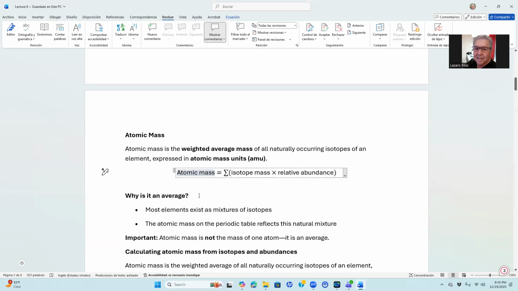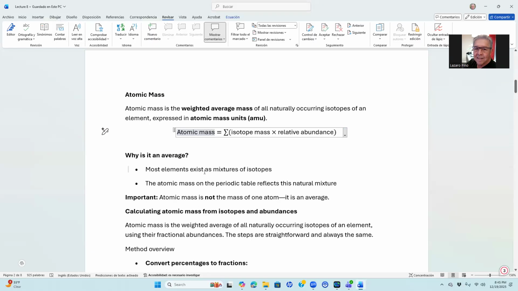Why is it an average? Most elements exist as a mixture of isotopes. Let's see this concept. How can we calculate the average atomic mass of an element? Why is it an average? Most elements exist as mixtures of isotopes. The atomic mass on the periodic table reflects this natural mixture. Important: atomic mass is not the mass of one atom, it is an average.